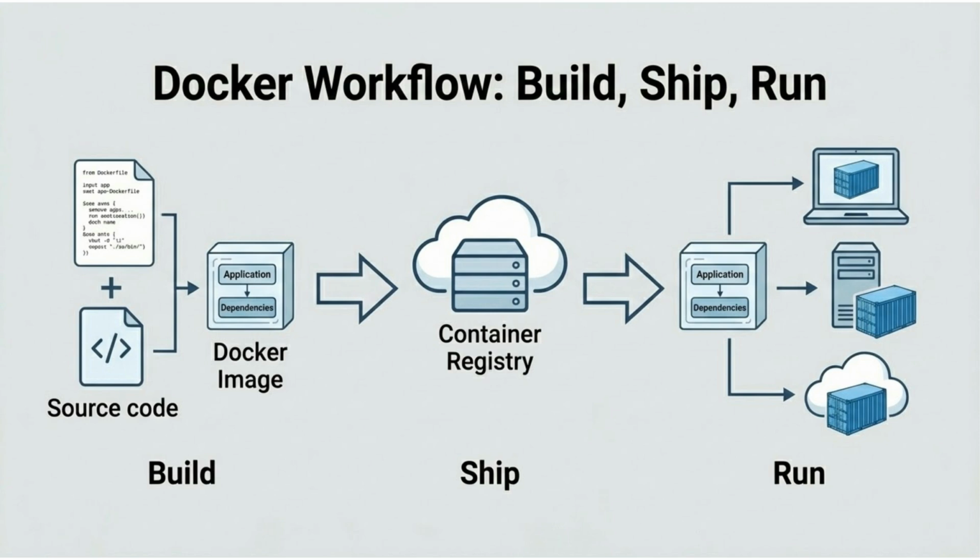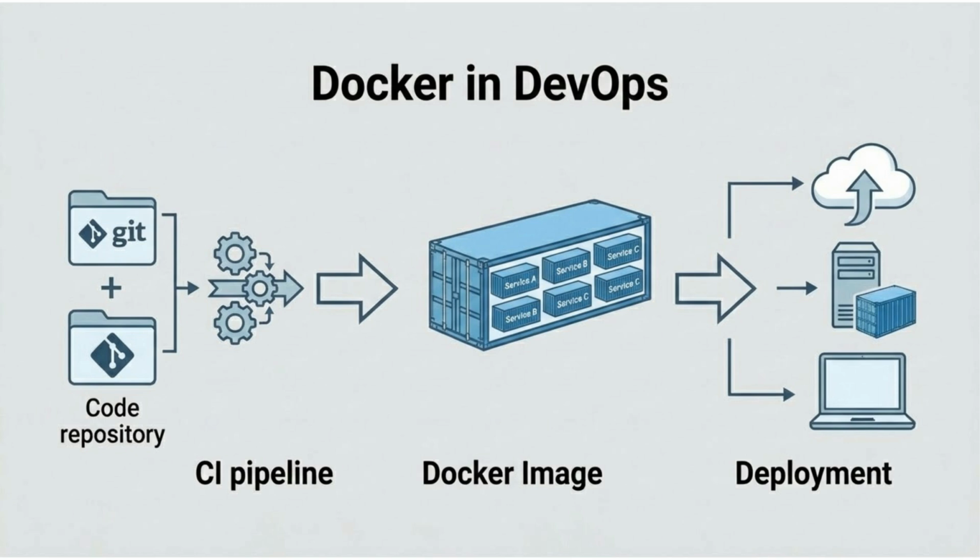Docker follows a simple workflow: build, ship, and run. In the build stage, Docker reads the Dockerfile and creates an image. In the ship stage, this image is stored in a container registry or shared with others. In the run stage, the same image is started as a container on any system. This workflow ensures that the application runs the same everywhere without manual setup or configuration steps.